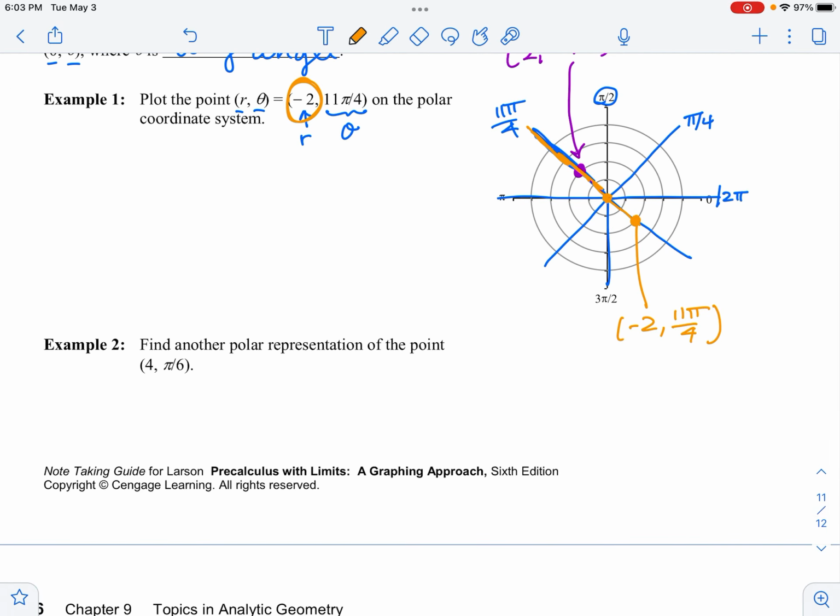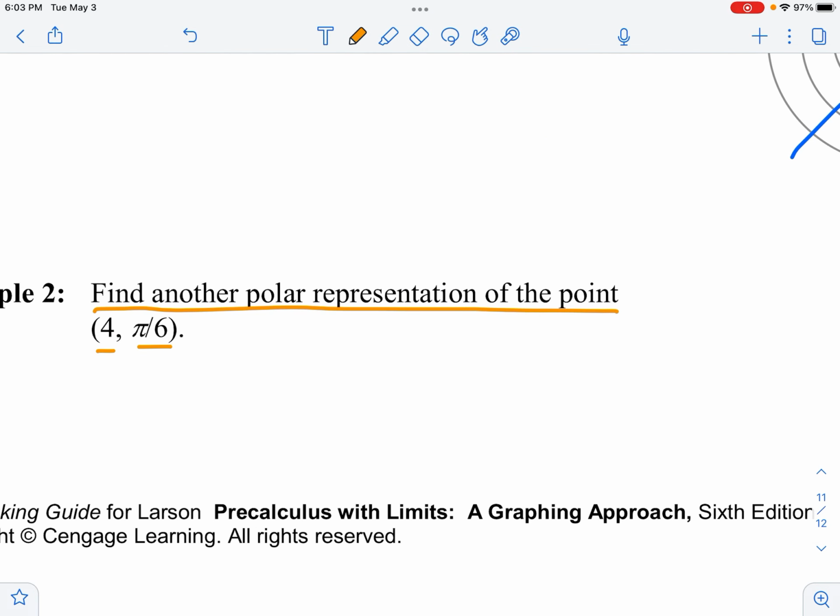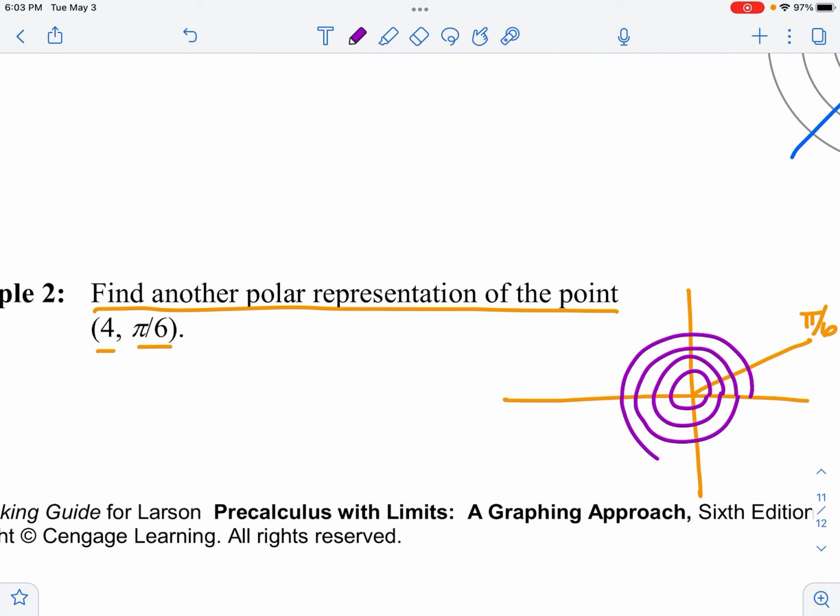Okay, what if we were given this point 4 comma pi over 6, and we wanted to find another representation of that point? Well, I know pi over 6 is along right here, and 4 is saying it's 1, 2, 3, 4 units along, a radius of 4 from that circle. So that's this point right here, 4 comma pi over 6. So what else could we do to name that same angle?